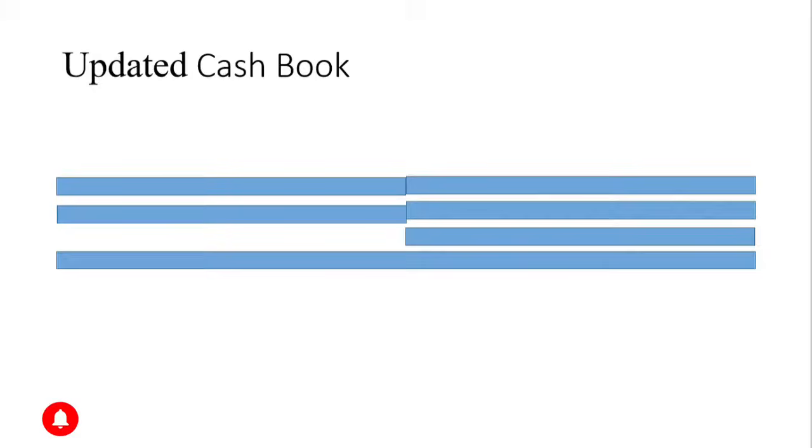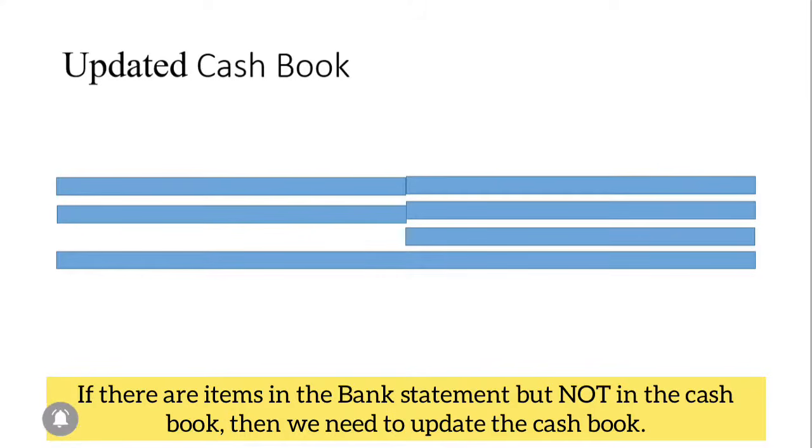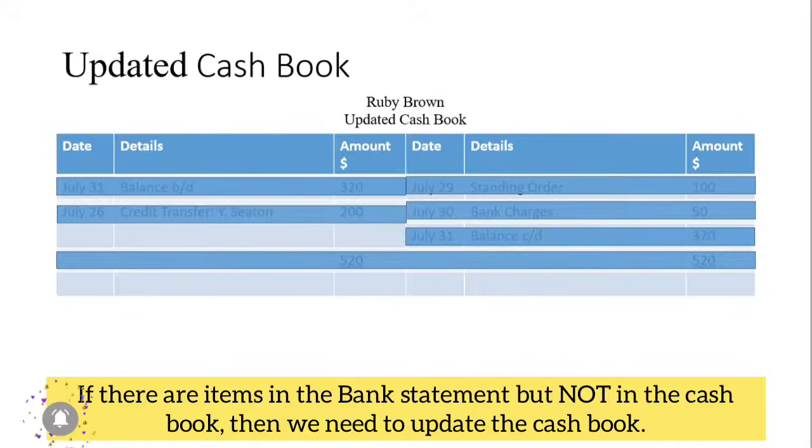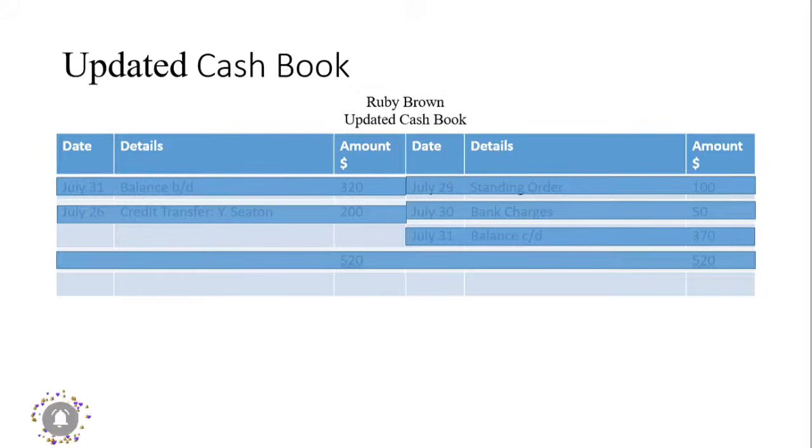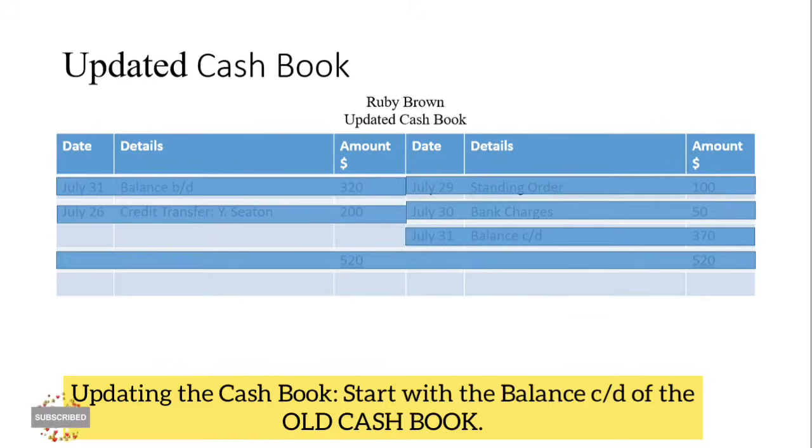So the first thing that we need to do is update the cash book, because remember what I said earlier, that if there are items in the bank statement but not in the cash book, then we need to update the cash book. Questions will tell you that you should update the cash book. All right, so we start with the closing balance on the old cash book.